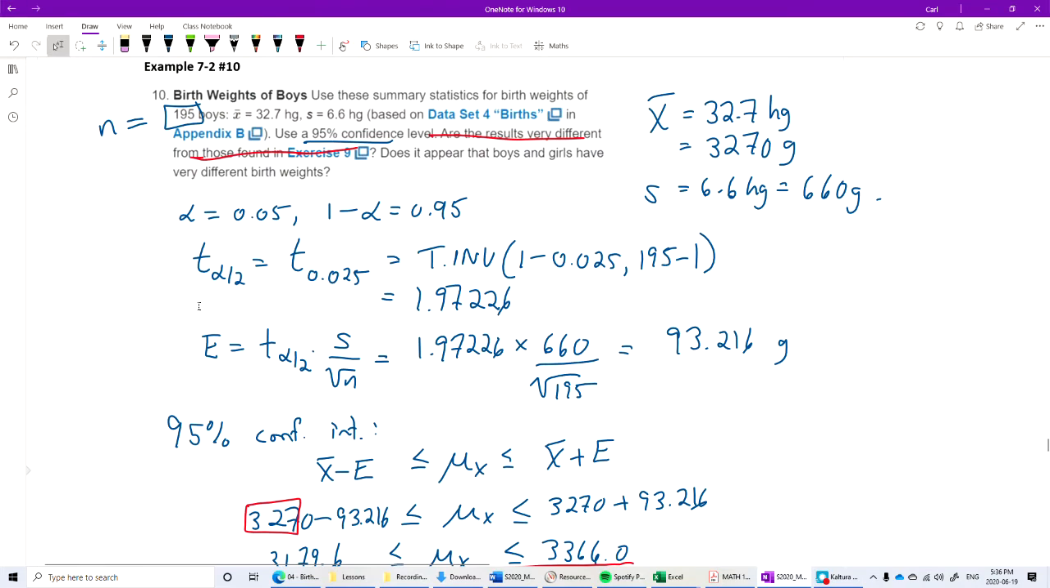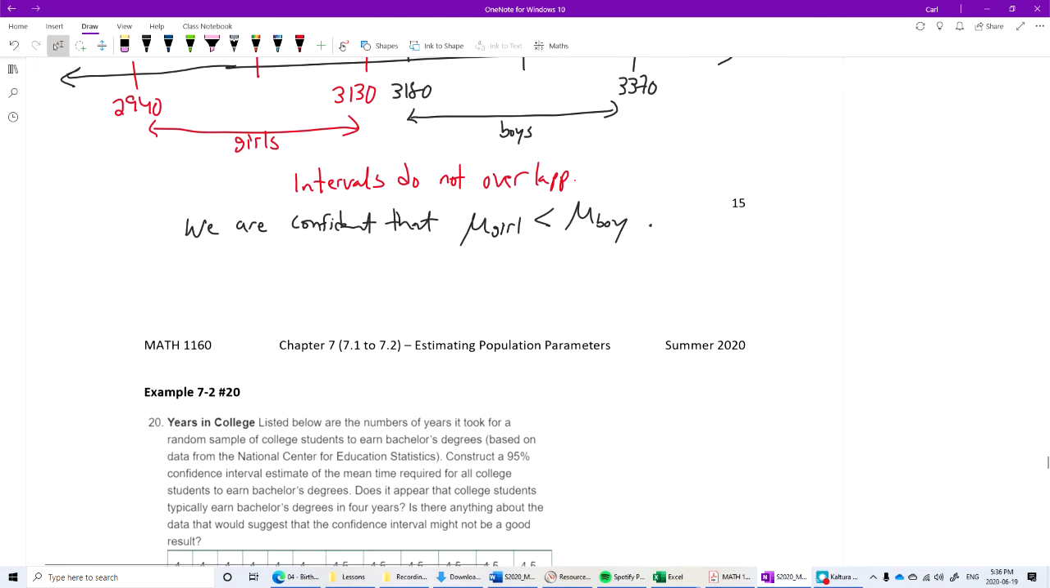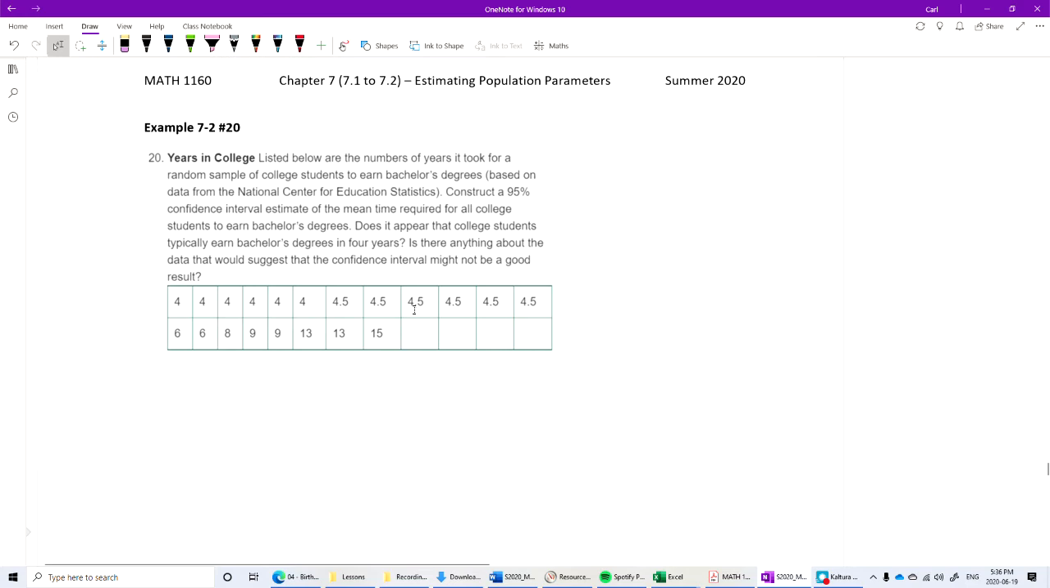Very different. Is it very different? I'm not sure if it's very different, but it's different. Okay, so we'll do one more example like this, and then we'll take another break.